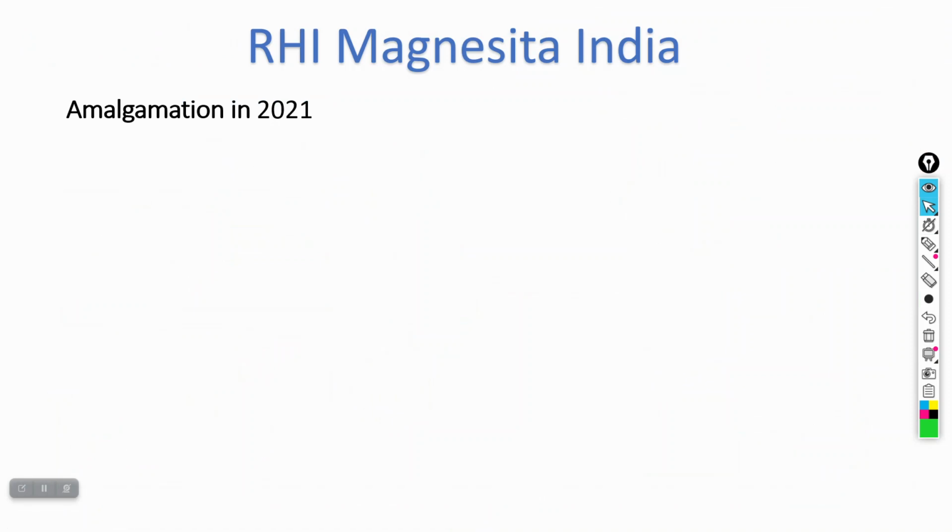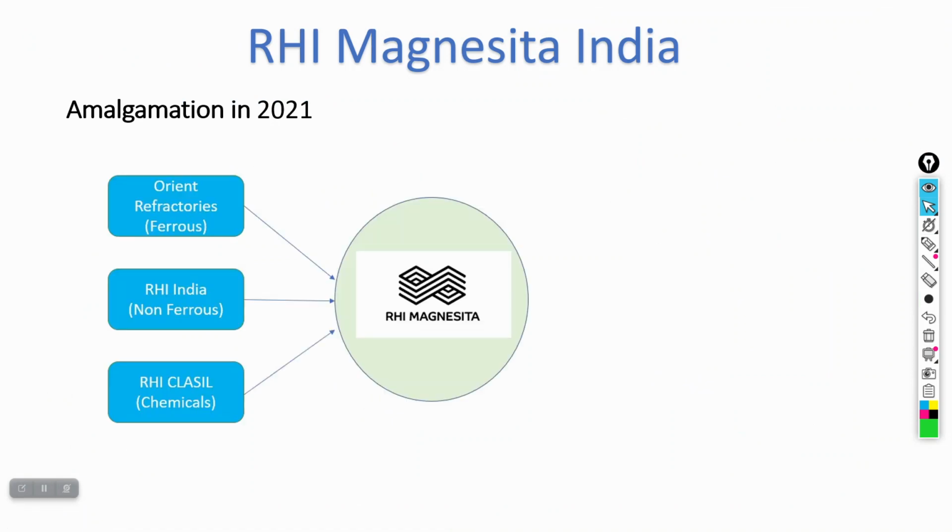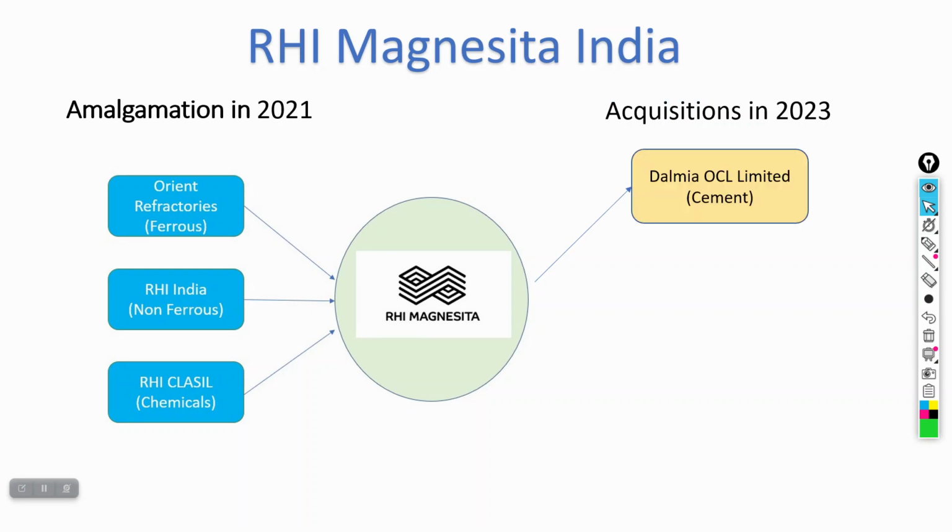Significance of RHI Magnesita. In 2021, Orient Refractories, RHI India and RHI Clasil, the three companies, got amalgamated into one company in India called RHI Magnesita India. And in 2023, it acquired two companies. One is Dalmia OCL Limited and the second is High Tech Chemicals Limited. So this is just a brief history about amalgamation and acquisition.